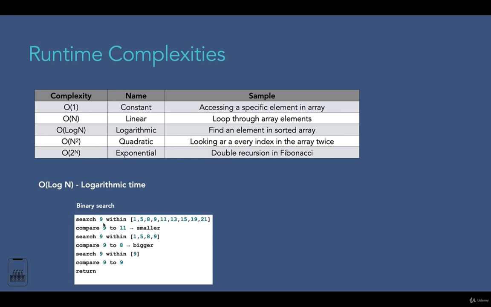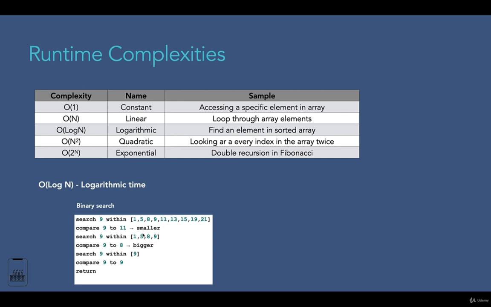So the first thing that we are going to do, we need to find the middle. The middle of this array is 11. So we will compare 11 with 9. We will see that 9 is less than 11. So this means that we can remove all elements that are bigger than 11 from this array. So in this case, our array becomes like this.